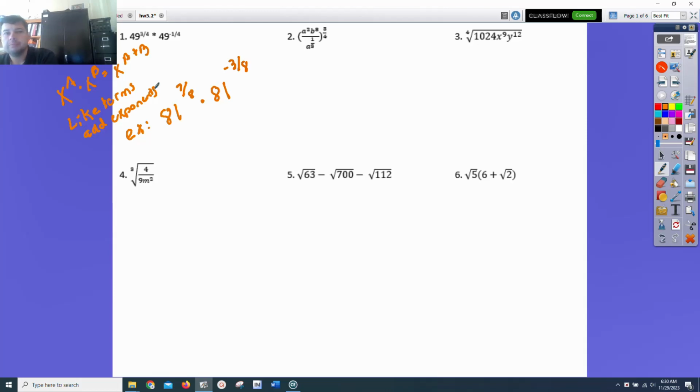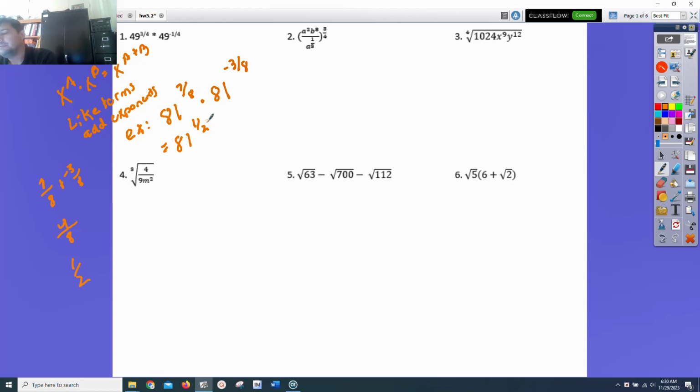That's what I do. So I know that 81 and 81 are like, so off to the side, in my brain, I think 7/8 plus a negative 3/8. God bless you if you can't do this, but 7 plus a negative 3 is 4. Leave the denominator alone. It's a half. So this becomes 81 to the half.